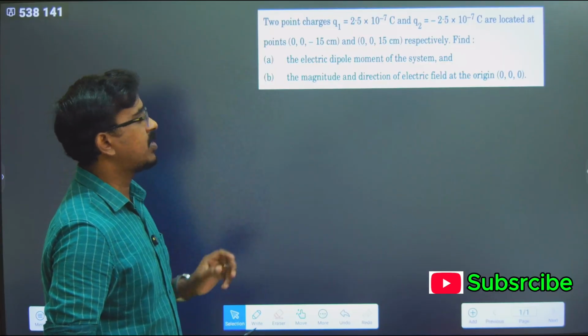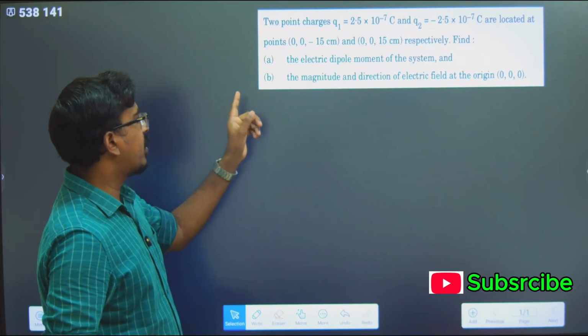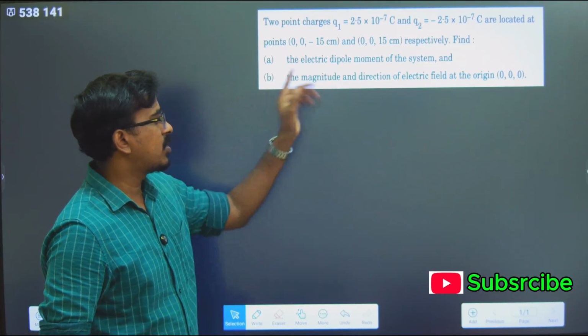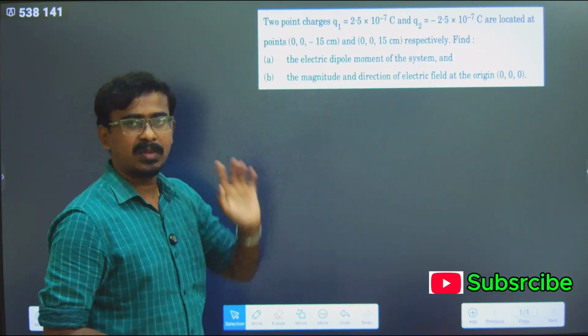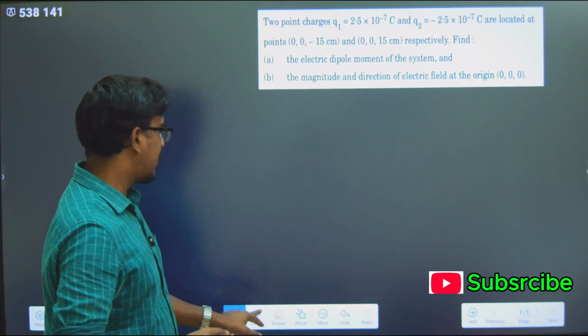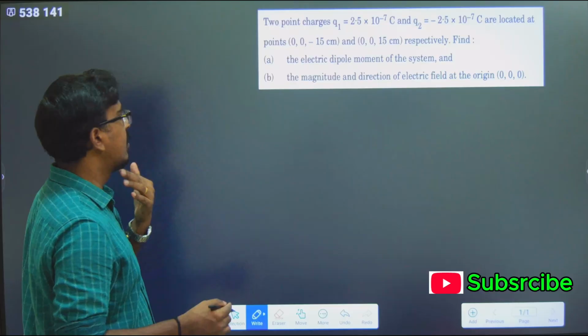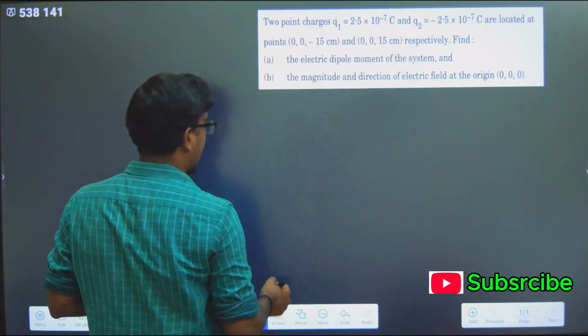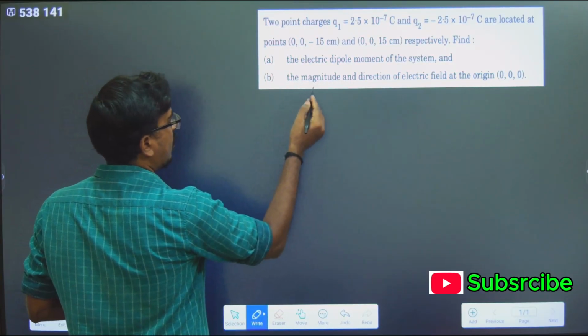So two point charges Q1 and Q2 are located at the given points. They have given the points for the charges also. Find the electric dipole moment of the system they are asking. System means two charges together they are asking. For each charge they have given a separate point. So find the dipole moment of the system.